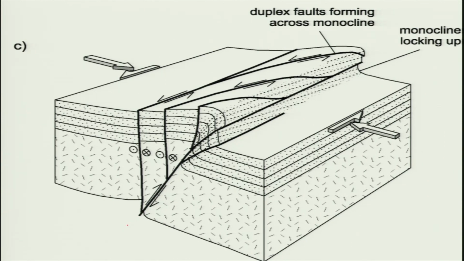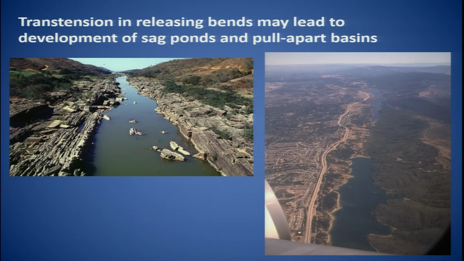So the main deformation is compressional, but with slight oblique movement you will find a combination of thrust faults or reverse faults and strike slip faults. So transtension in a releasing bend may lead to the development of sag ponds, okay, and this is an example of a pull apart basin along the San Andreas fault system. So in a releasing bend we will see extension and formation of sag ponds and pull apart basins.